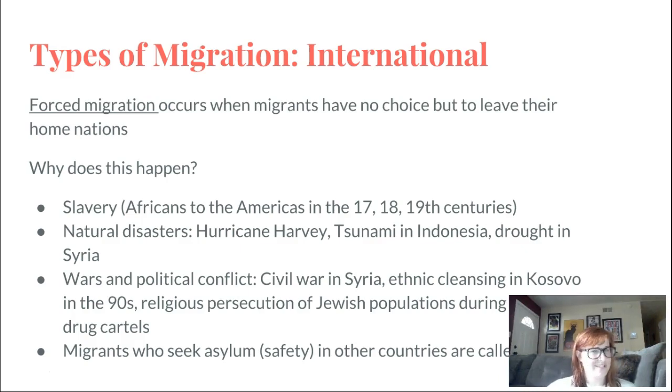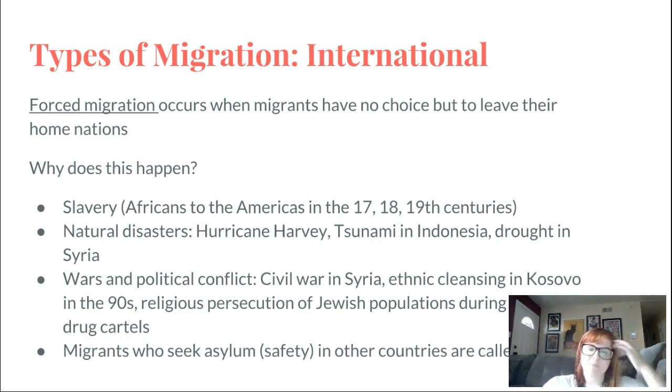So, different types of forced migration. Slavery is almost its own type. A lot of that is for economic reasons, but not on the people who were actually migrating. It's on the people who owned the people who were migrating, right? So I almost call slavery an example all by itself, okay? And then we have environmental factors like natural disasters. Political factors would be things like wars, ethnic cleansing, religious persecution, things like that.